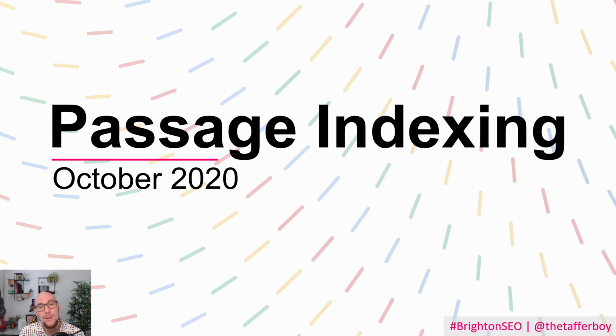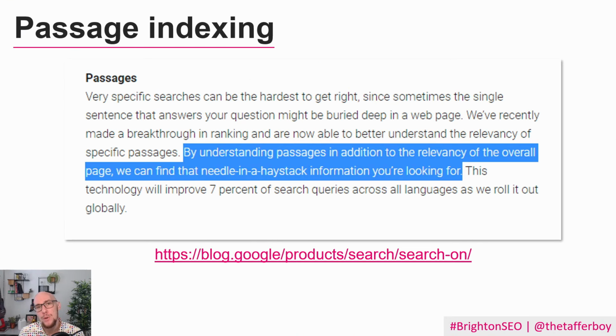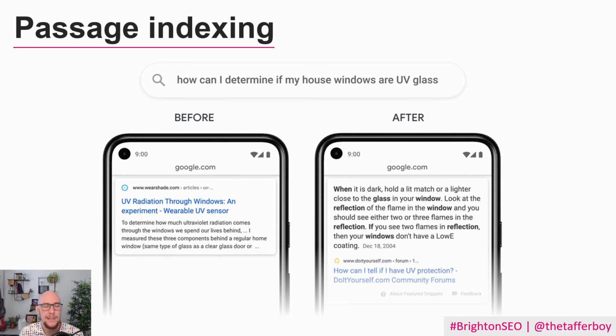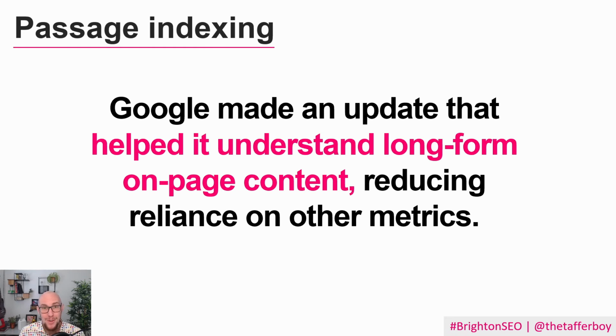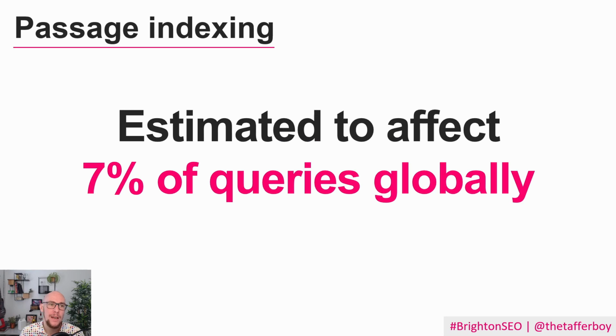We then had passage indexing 1 year later. Passage indexing essentially gave Google the ability not just to rely on the relevance of a whole document, but find a needle in a haystack in this long form content. Again, they've given some really interesting examples. So this one around specifically determining if you've got UV glass, and Google can now actually dive into the content and pull out an answer. So again, it's looking in a different place because it understands the query and it's got more tools to find that answer. So you're probably seeing a trend here. I think this was another update that really helped open up the playing field for smaller sites, reducing Google's reliance on other metrics. And again, huge update, affected 7% of queries globally, billions and billions and billions of searches.